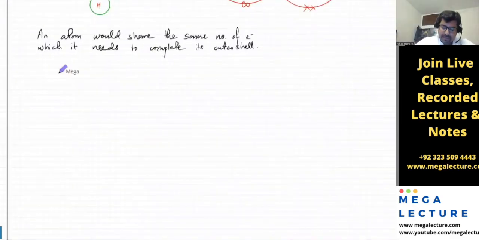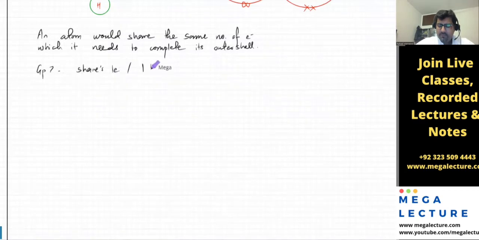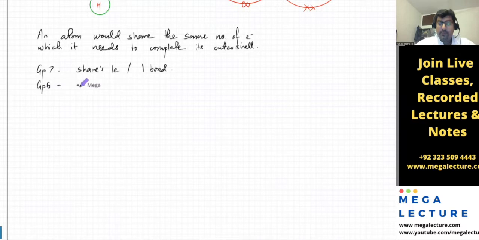So I can make this rule that if something is in group 7, it will always share 1 electron because it always needs 1 electron, right? If something is in group 7, it already has 7 electrons, so it's going to share 1 electron, which means it's going to make 1 bond. And we can apply this to group 6. It already has 6 electrons, so it's going to share 2 electrons because it needs 2 electrons, and it's going to make 2 covalent bonds.